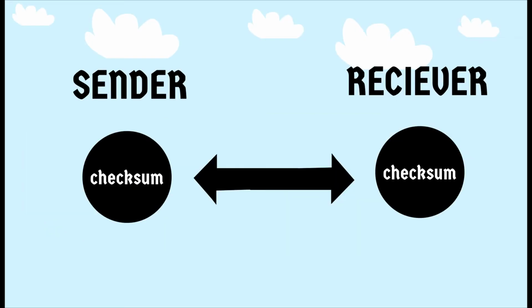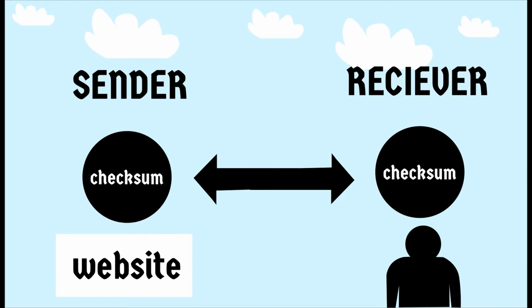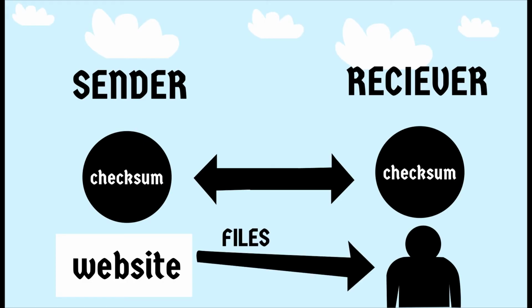These checksums are compared by the sender and the receiver. The sender can be a website from where the file is being downloaded, and the receiver can be a person downloading the file. The website can post the checksum of the file on its webpage. The user can download the file and then validate the file by computing and comparing the checksums themselves.